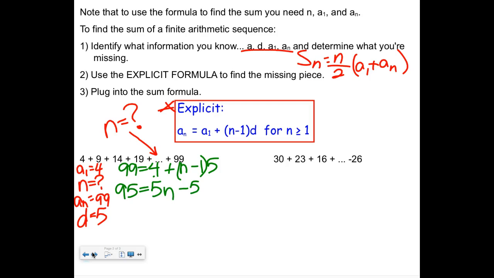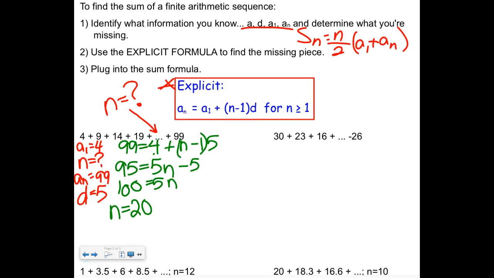Okay. Now from here, we're going to solve for n, so I'm going to add 5 to both sides. So I'm going to have 100 equals 5n. And then we're going to divide by 5, and our n is going to equal 20. Okay, now reminder, that's not our answer. Our answer is we're going to be using our sum equation. Okay. All right, so now we have all of our information.